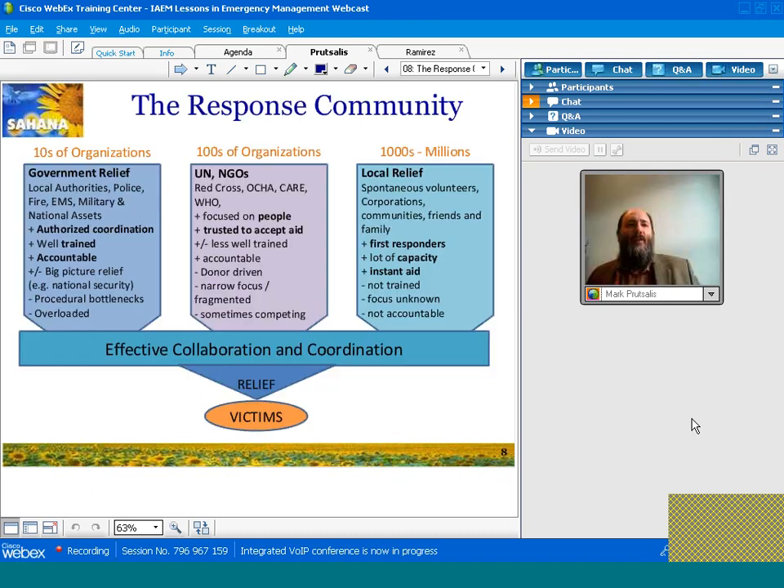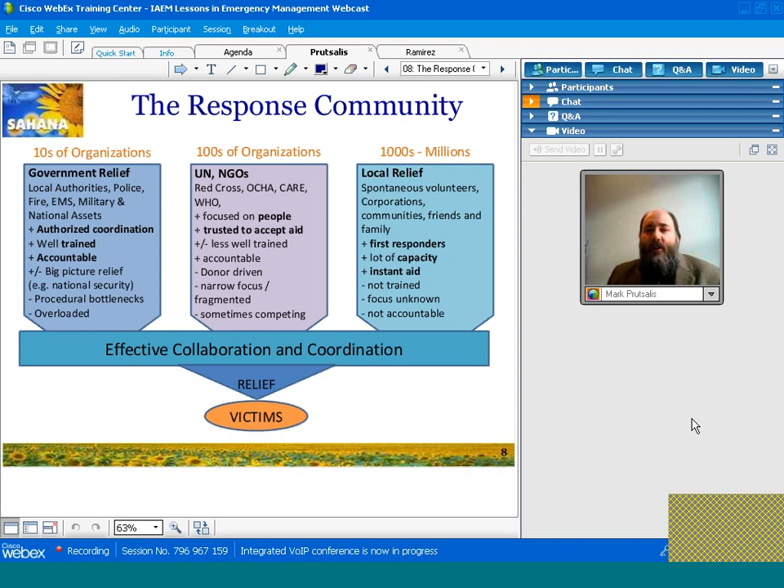Also, its background. Disaster response activities come from three different groups of organizations. There is the official government relief, which is in the tens of organizations, as shown on the slide. That's recognized by everyone as the responsible and authorized authorities that are responsible for responding to disaster and taking care of the community.